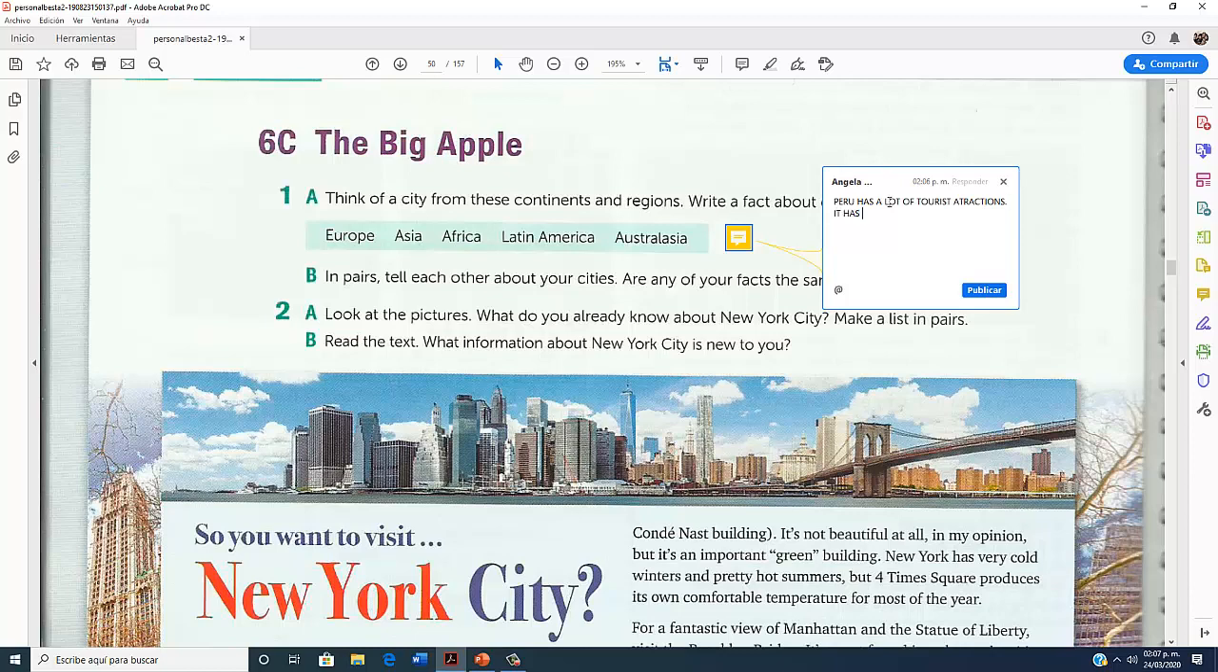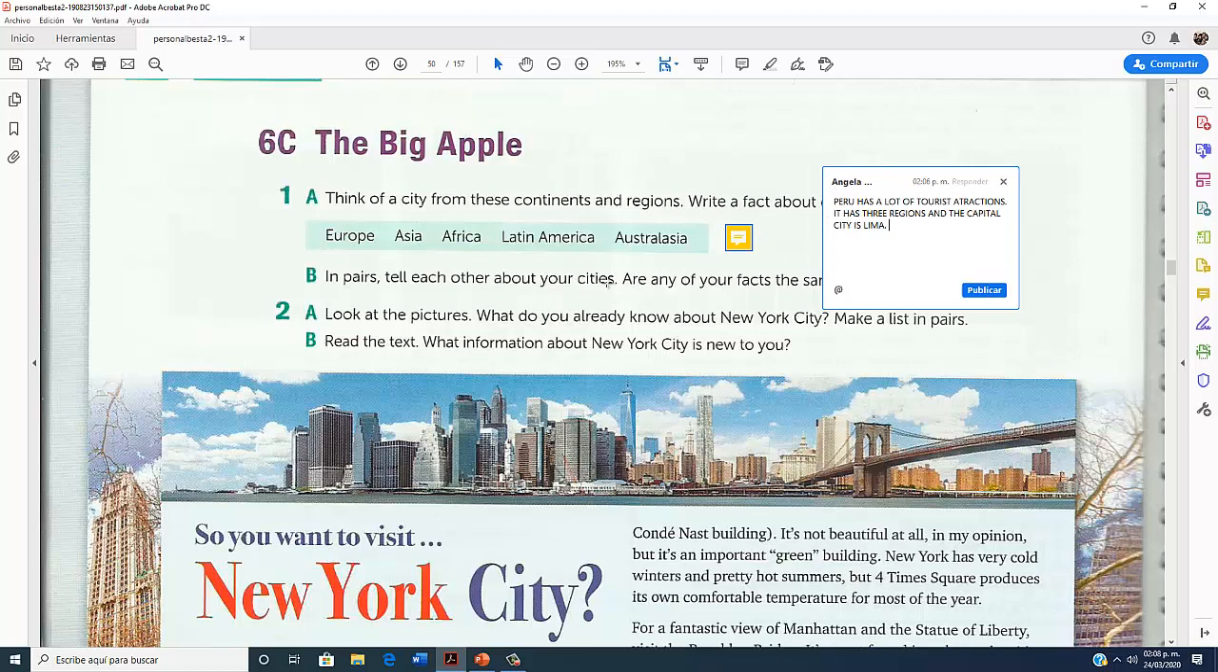It has three regions. Let's write, what else can we say? And the capital city is Lima. There we have two sentences with a fact, with real information about one country. In this case, it is our country.